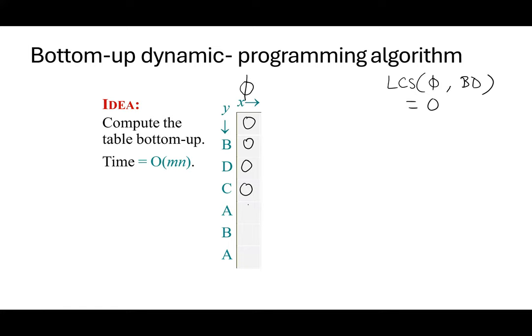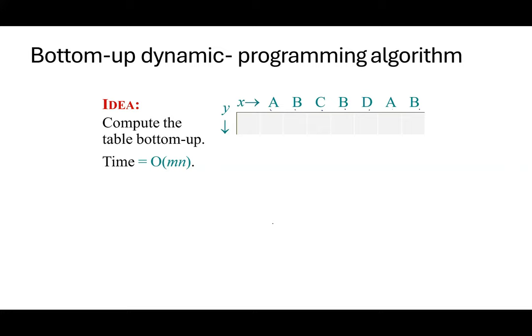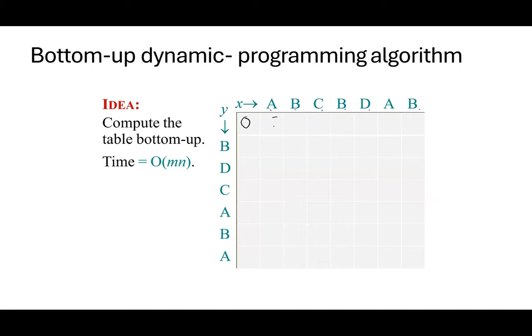Okay, done. Similarly, if I take the LCS of AB with empty, that's zero. If I say ABC with empty, that's also zero. So similarly, this is also going to be zero. So we can actually fill the first row. It means we're comparing this against the empty string, and the longest common subsequence between them is zero. Similarly, the longest common subsequence between the empty string and B, D, C, A, B, A is also zero.